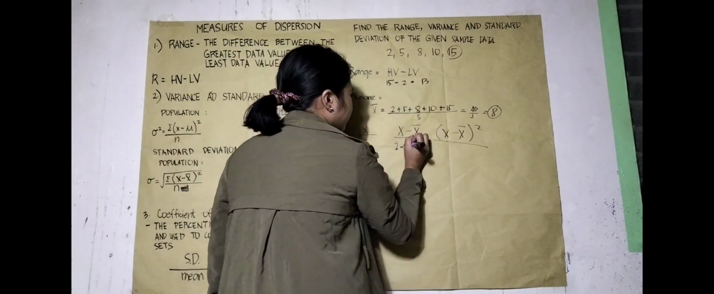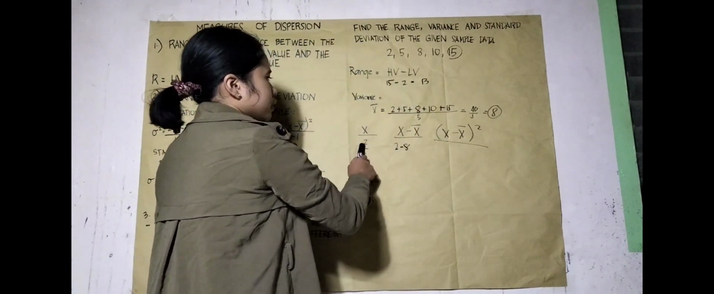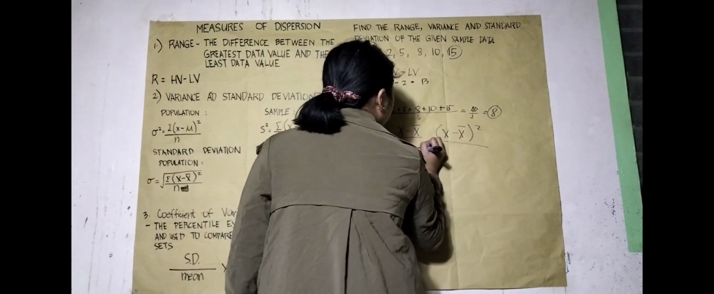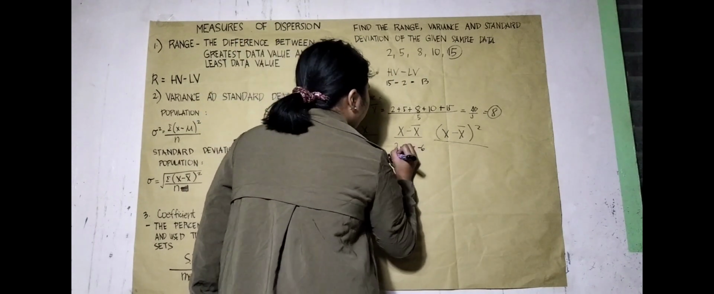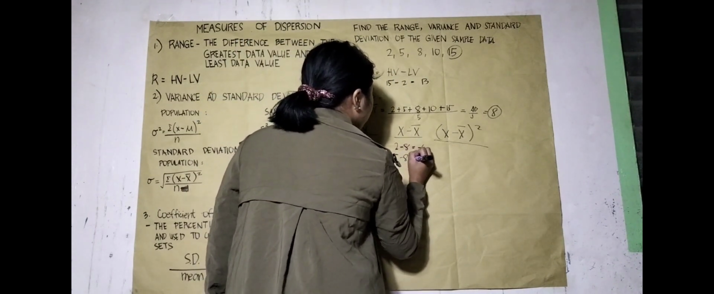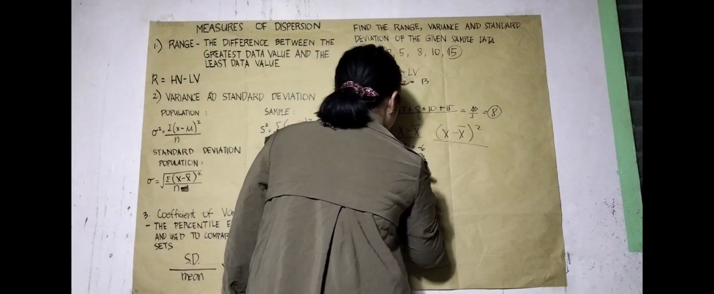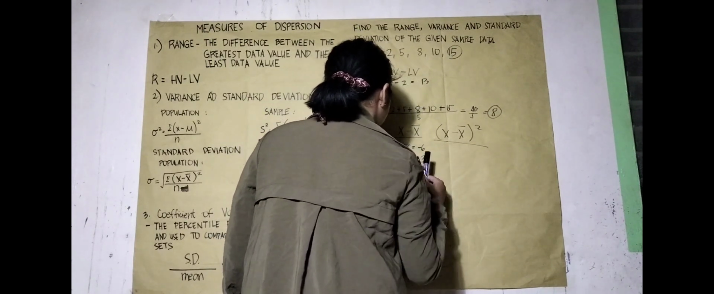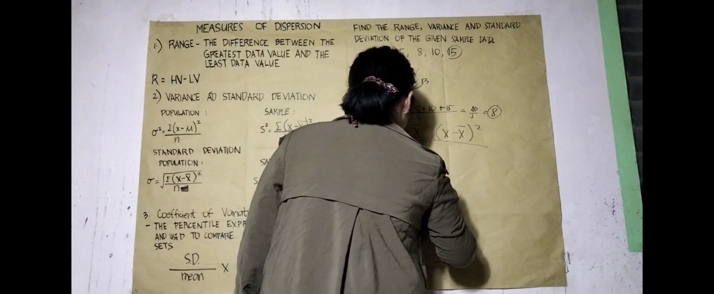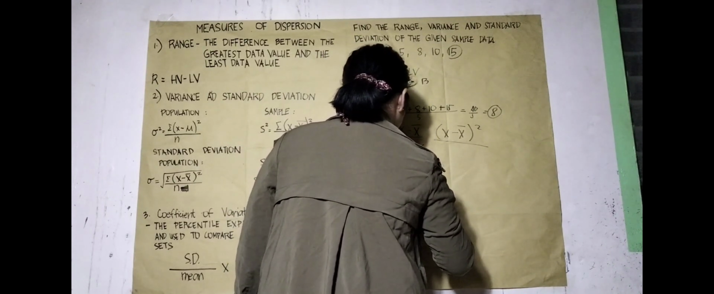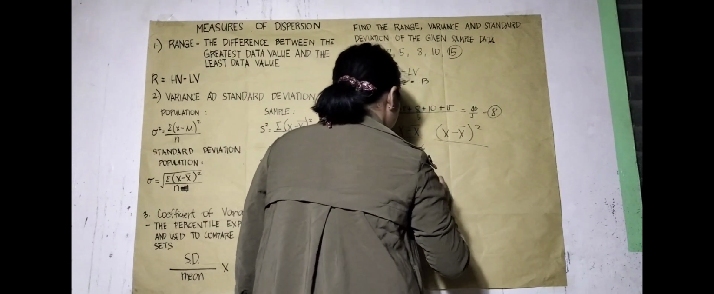2 minus 8, 2 from this data and 8 from the sample mean, is negative 6. 5 minus 8 is equal to negative 3. 8 minus 8 is equal to 0. And 10 minus 8 is equal to 2. 15 minus 8 is equal to 6.